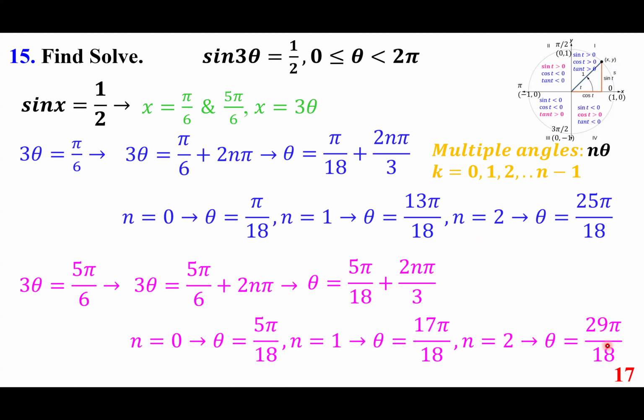In short, this one from 0 to 2 pi, when it's a single angle, has 2 answers. If it's 3 times that, it has 3 times 2, 6 answers. If it's 4 theta, it has 4 times 2, 8. And to get all of those, in this case 6, this is the methodology.